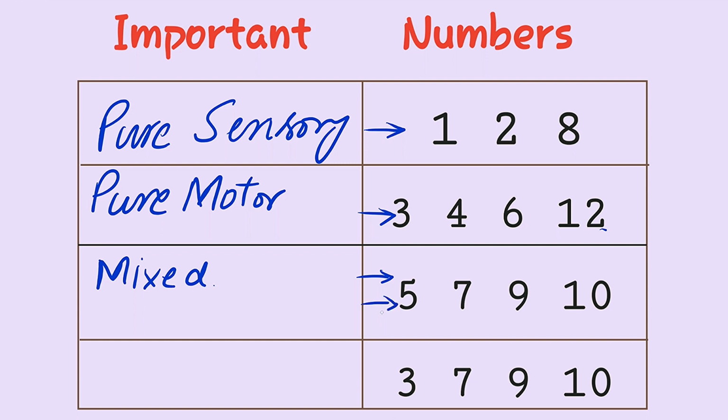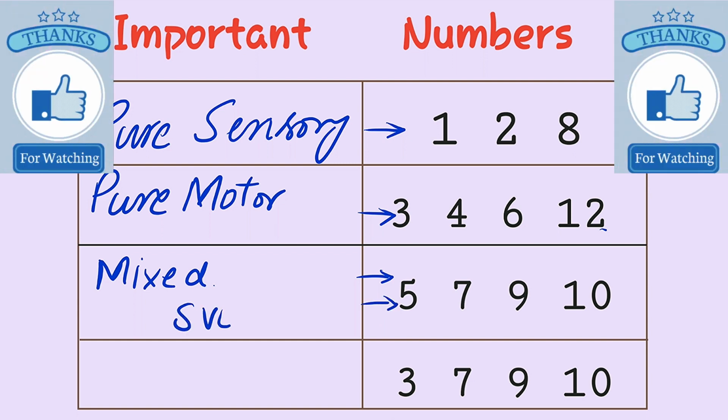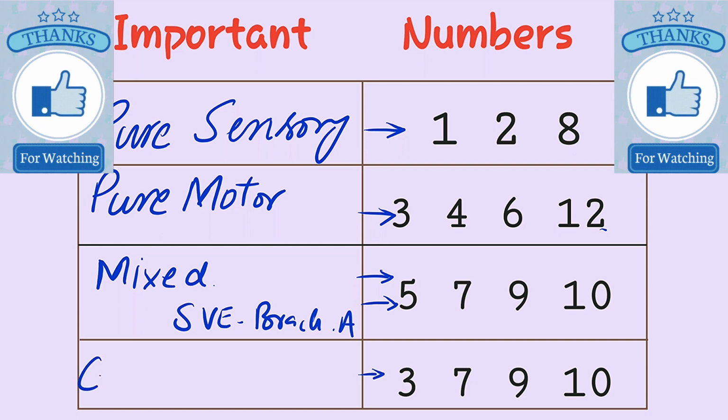5, 7, 9, 10 are also the nerves of the special visceral efferent component, that is the branchial arch muscles. Then is the 3, 7, 9, 10. These cranial nerves deal with the general visceral efferent component and the parasympathetic division of the autonomic nervous system.